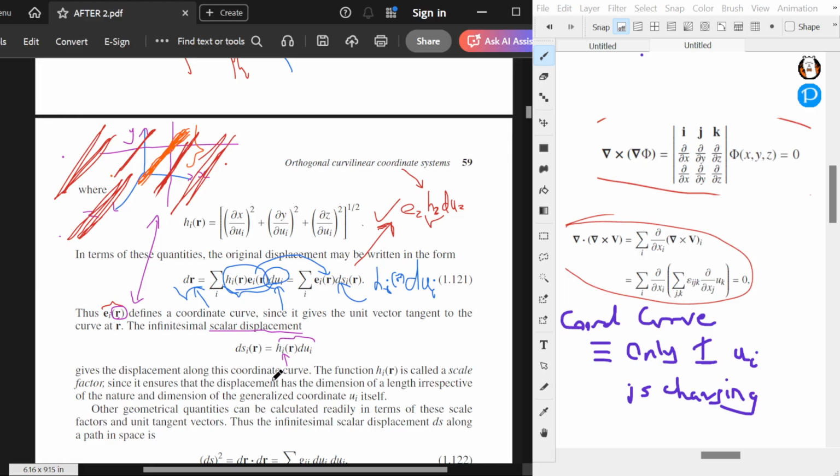Since it ensures that the displacement has the dimension of a length, irrespective of the nature and dimension of the generalized coordinate UI itself. It ensures that.